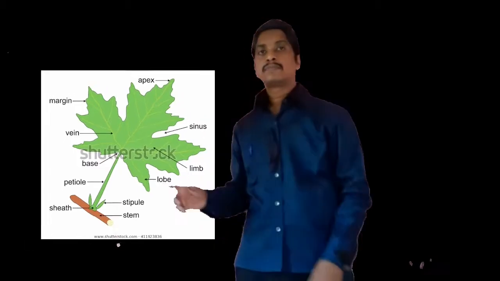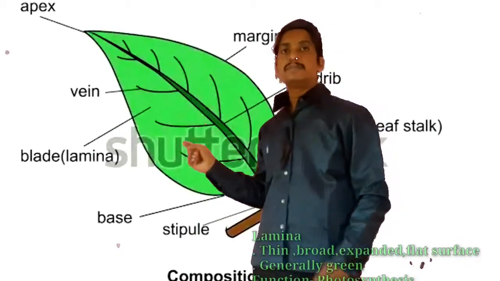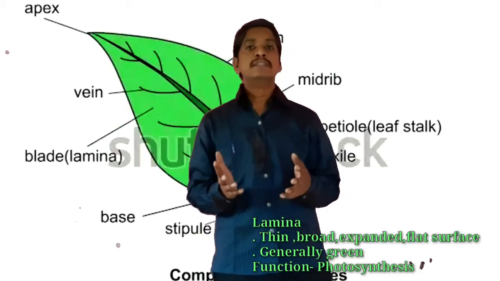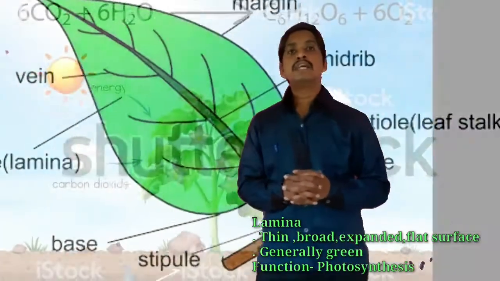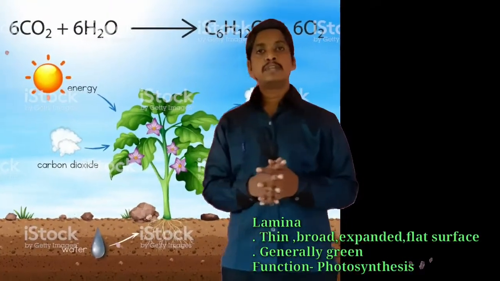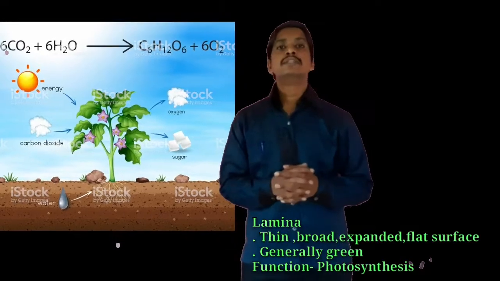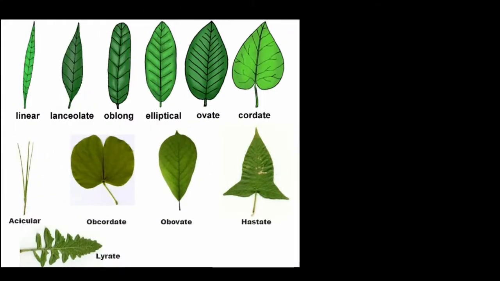First, lamina. Lamina or the leaf blade is the flat surface which is generally green in color, and this is green in color due to the chlorophyll pigments which help the plant to produce their food. In the process of photosynthesis, green leaves produce their food. Different types of the leaves based on the size of the lamina.